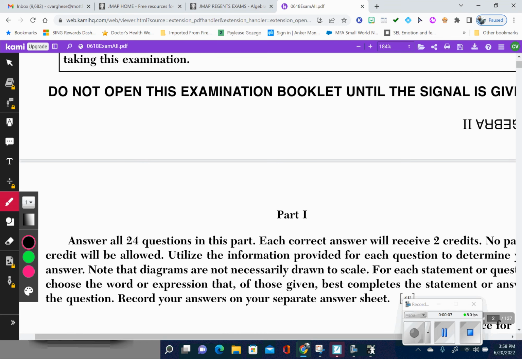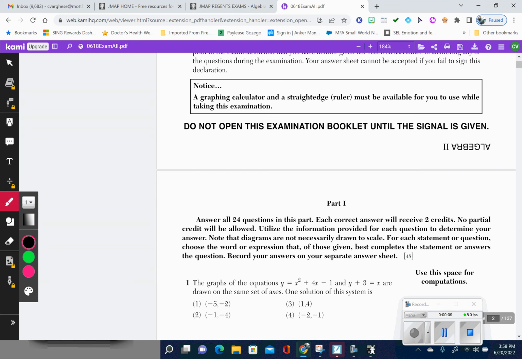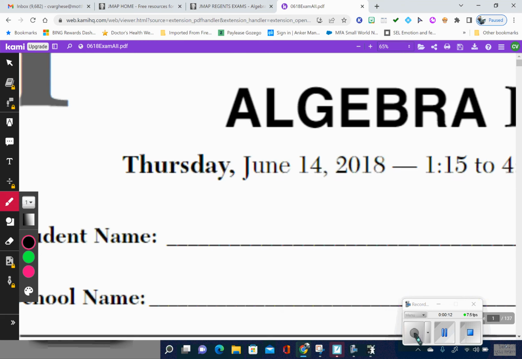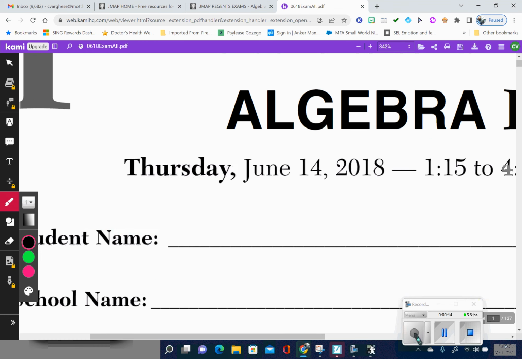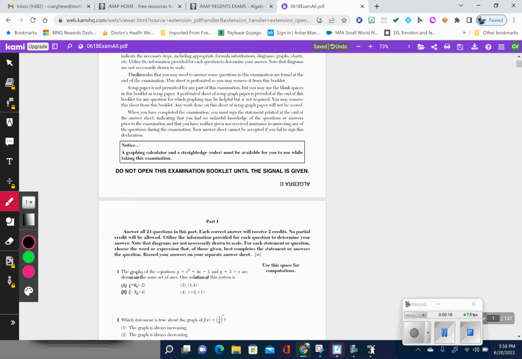This is for the June 2018 Regents. I'm just going to show you the date. So June 2018 Regents. That's the one that I'm going to do the video key for last. It's the one that you picked up as a blank.